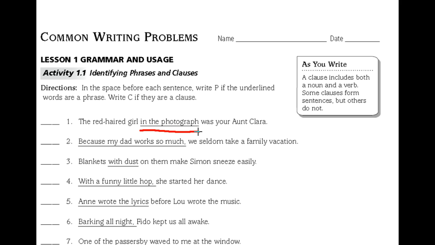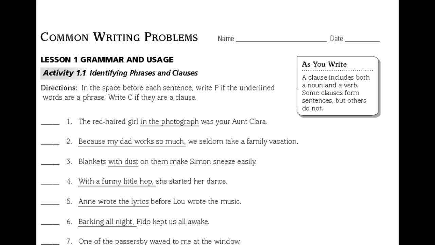Well, in is a preposition. Remember that a squirrel can sit in a hollow log. And if it's a prepositional phrase, it needs to point to a noun. Well, in this case, it's pointing to the noun photograph. So in the photograph is a prepositional phrase. And the instructions say to put a P on the line if it's a phrase, a C if it's a clause. So we know that number 1 is a phrase, and you would do that with all of the rest of them.